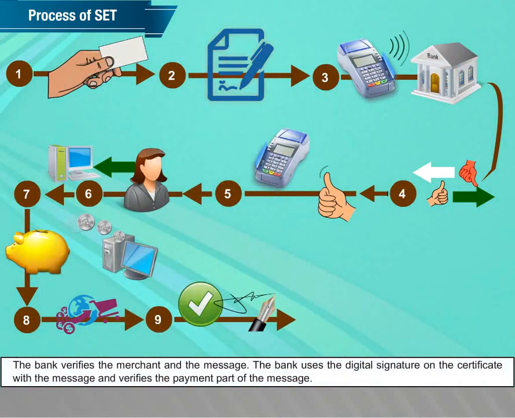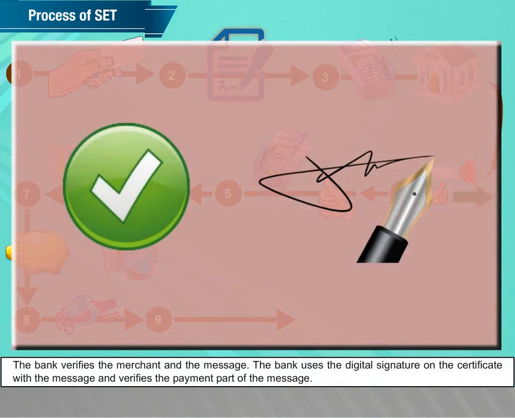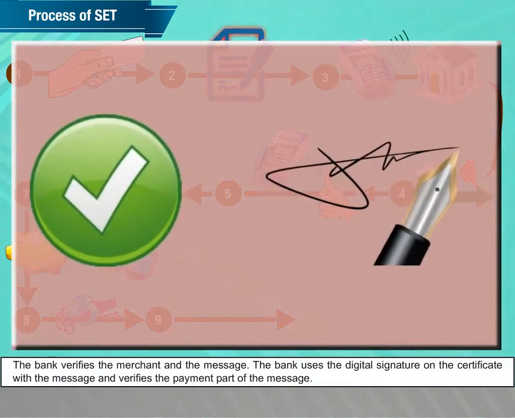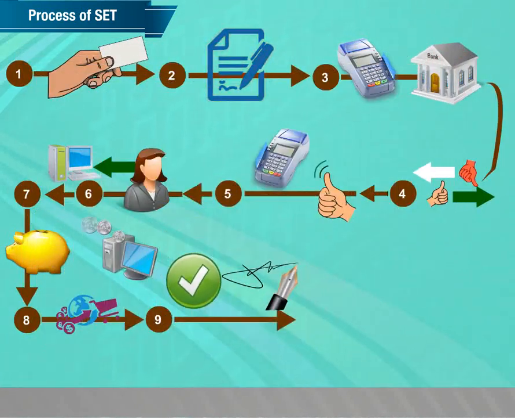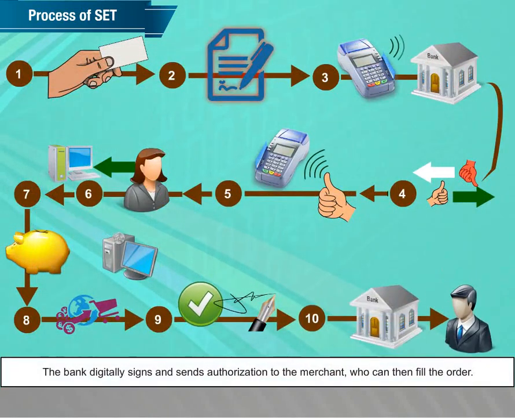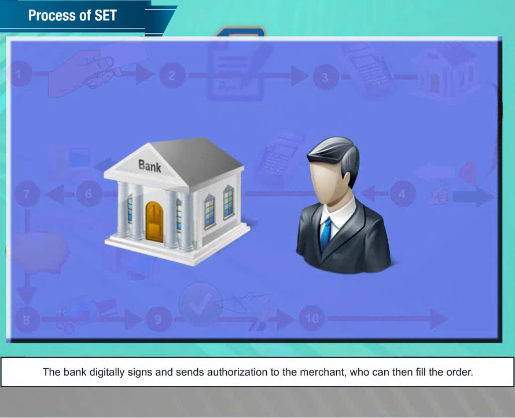The bank verifies the merchant and the message. The bank uses the digital signature on the certificate with the message and verifies the payment part of the message. The bank digitally signs and sends authorization to the merchant, who can then fill the order.